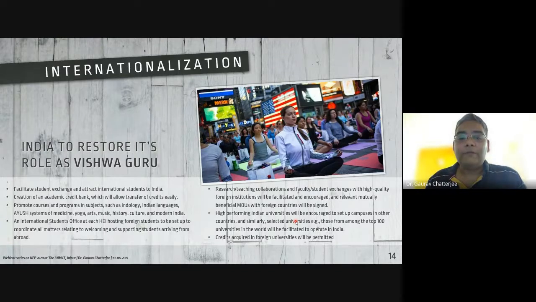We could even facilitate a credit sharing mechanism with foreign universities also. And in fact, there is a provision in the policy that in the future, top performing universities can open campuses abroad, and some of the universities from outside will be allowed to open campuses in our country. So this will improve and encourage more student exchange among different types of learning institutes.